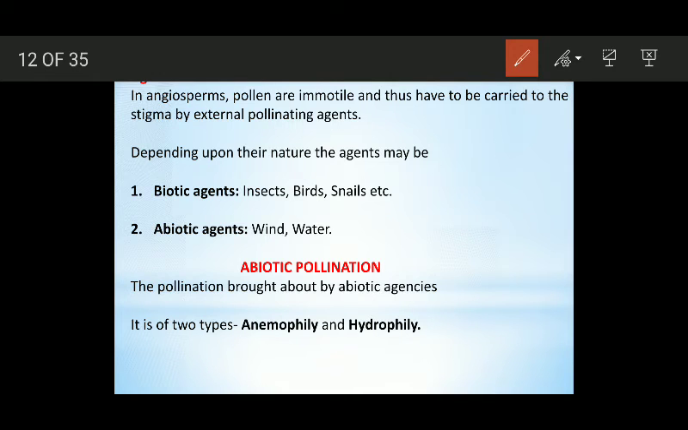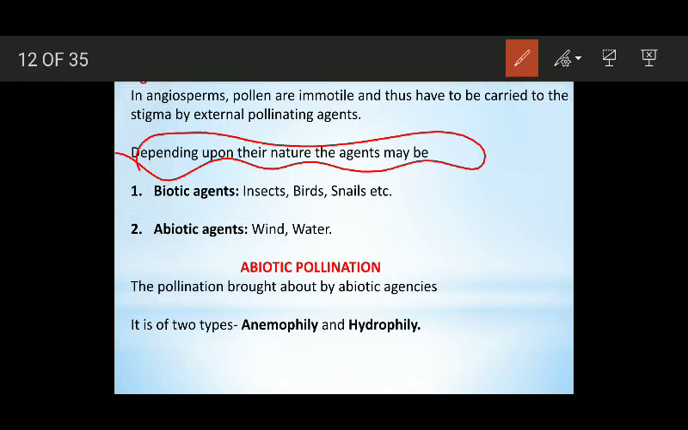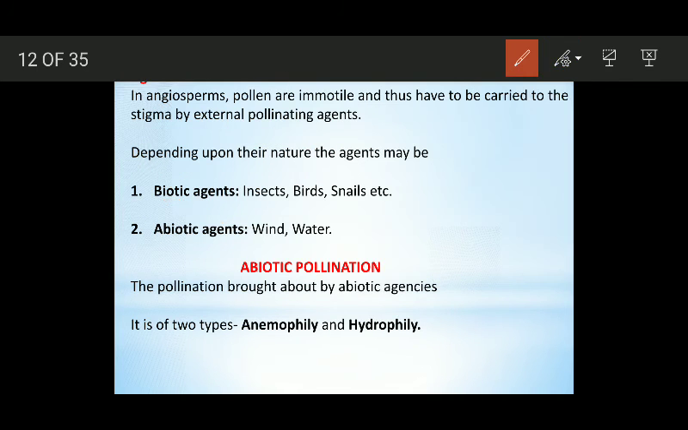And depending upon the nature of pollinating agents, they have been divided into two types: biotic agents and abiotic agents. Under biotic agents, we have the living organisms that assist in pollination, like insects, birds, snails, in some cases bats. And abiotic pollinating agents mainly include wind and water. These are the two abiotic factors that bring about pollination in some plant species. Today, we will specifically talk about abiotic pollination.